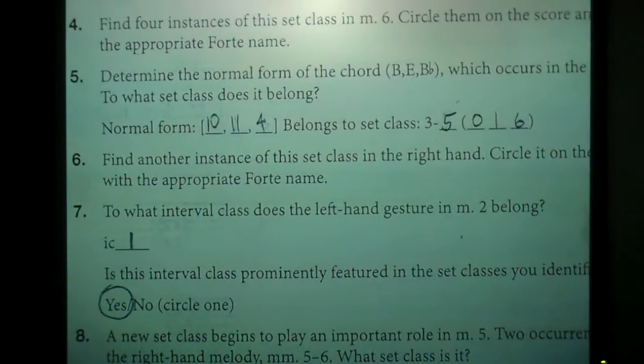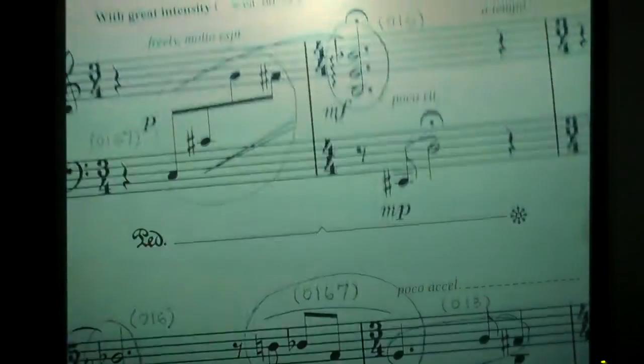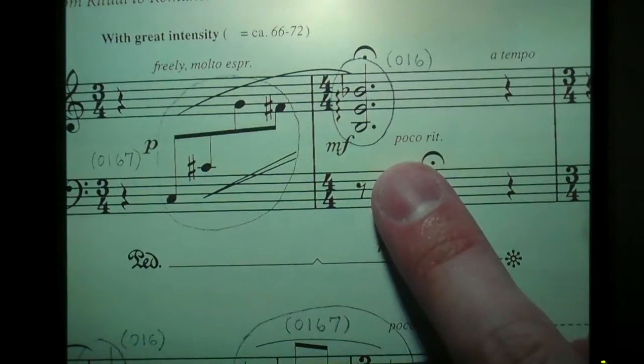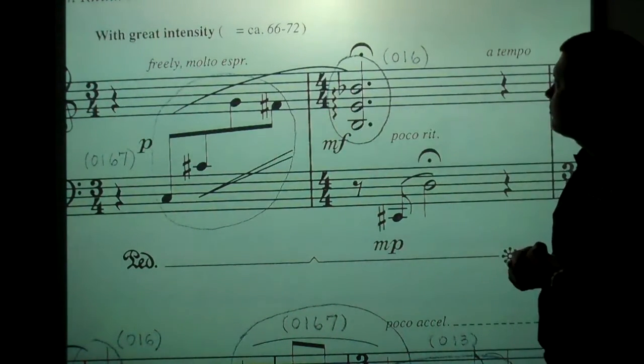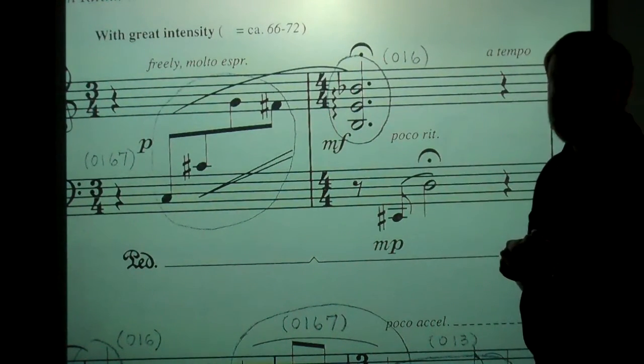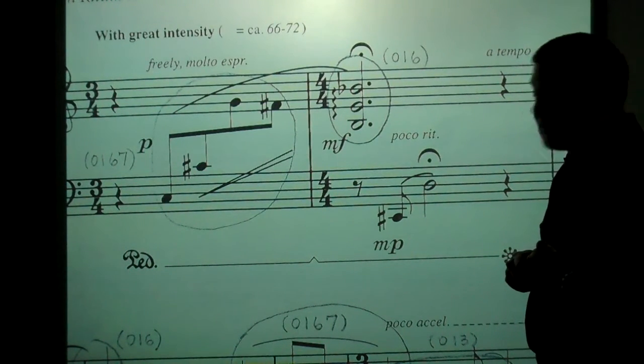Number 5 says determine the normal form of the chord B, E, B flat, which occurs in the right hand in measure 2. To what set class does it belong? Well, we're looking at this one right here: B flat, B, and E. When you do the calculations, you'll find it belongs to set class 0, 1, 6.